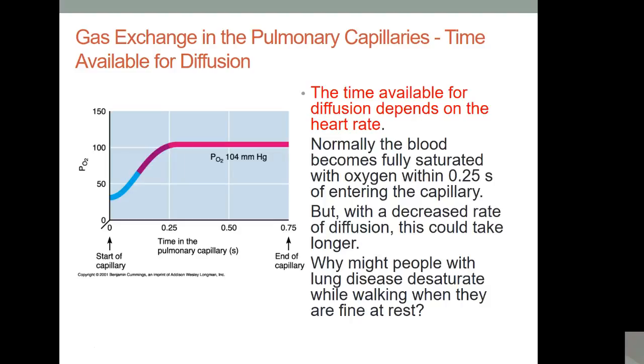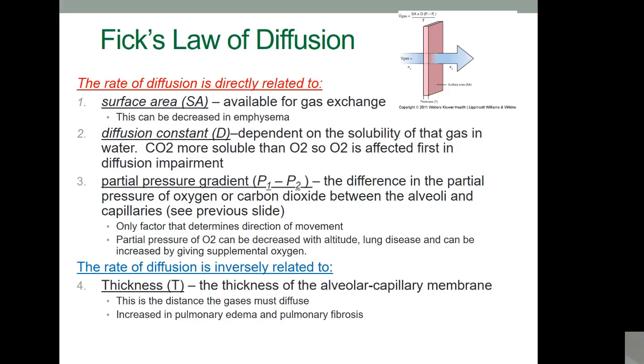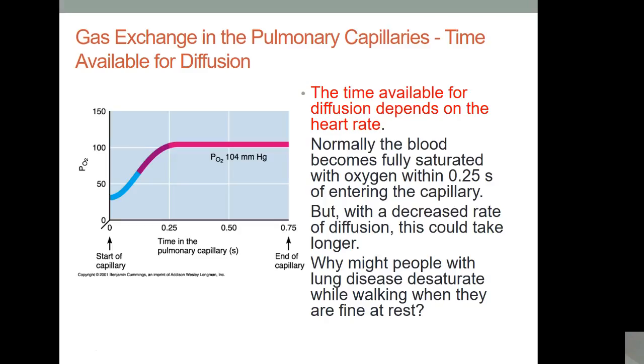Next. Well, why does the rate of diffusion even matter? Do the gases have all day to diffuse? Think about that for a second. Okay. If you answered no, you'd be correct. The rate of diffusion is going to depend on the heart rate. Okay, remember, blood is not stagnant. Those red blood cells are being constantly circulated through the lungs.